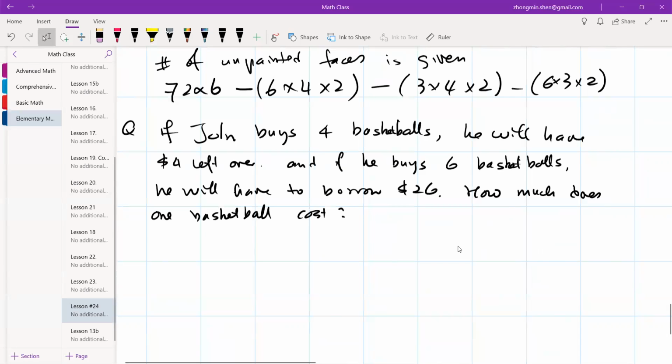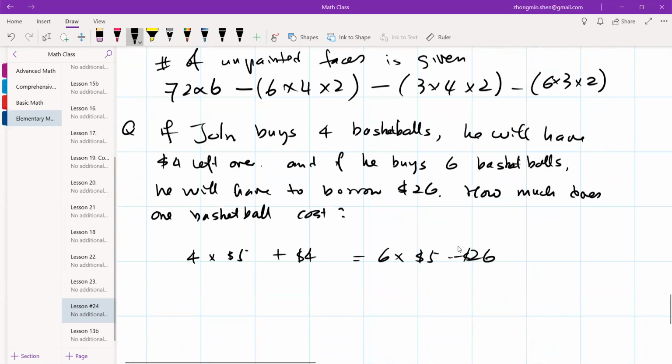It cannot be 5. If you get a numerical answer, you just need to check if $5 is correct, right? If $5 is correct, then 4 times $5, and then he has $4 left. That's the total money he has. Now, if he buys 6, so 6 times $5, then it's not enough money there. So you have to borrow $26. That's my picture here.